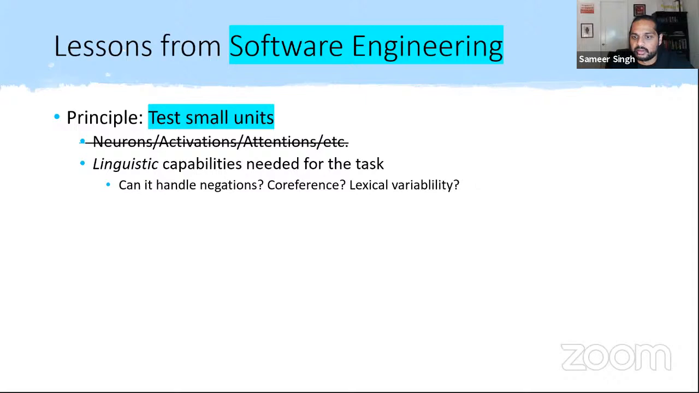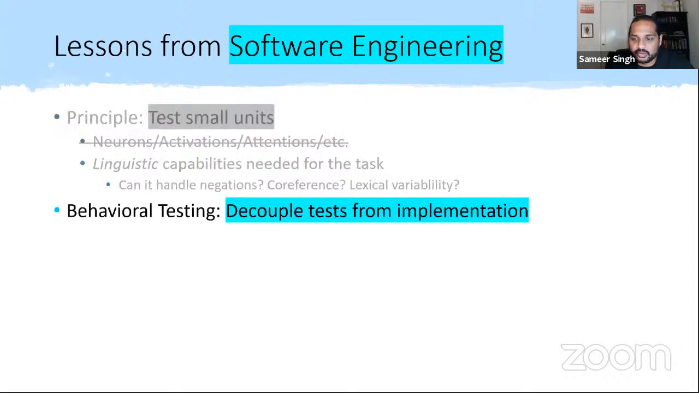Okay. The next principle we looked at was this idea of behavioral testing in software engineering, where the idea is to decouple the tests from the actual implementation, right? So what you're trying to do is test the behaviors of your software system rather than test whether each line is working or not, right?